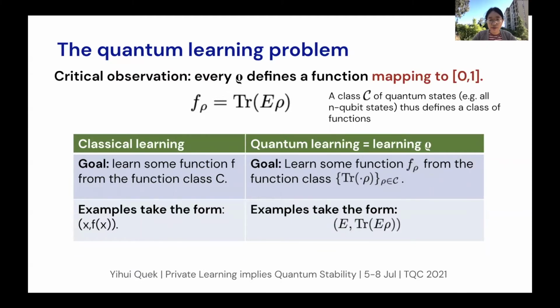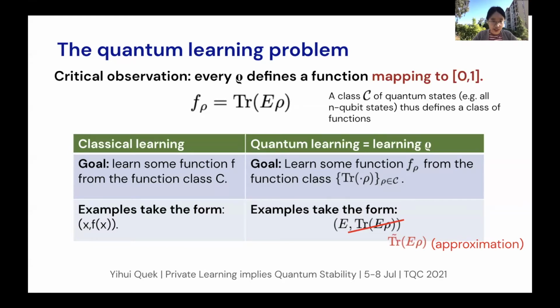So in quantum learning, what we're interested in is learning the function associated with a quantum state. And because we can think of the set of states as defining a set of functions, an unknown state defines an unknown function from that set. And here, the examples take the form (measurement, probability of measurement accepting). And the goal is typically to reduce the number of such examples you need.